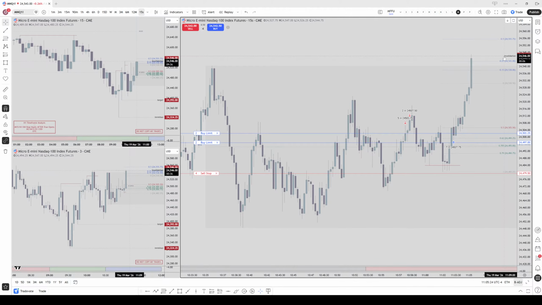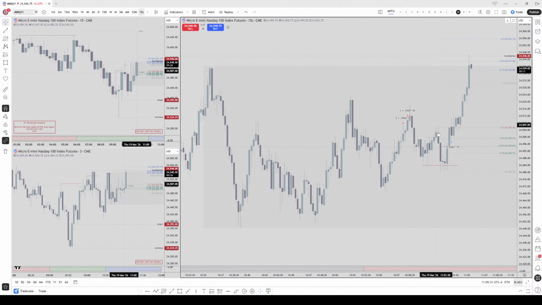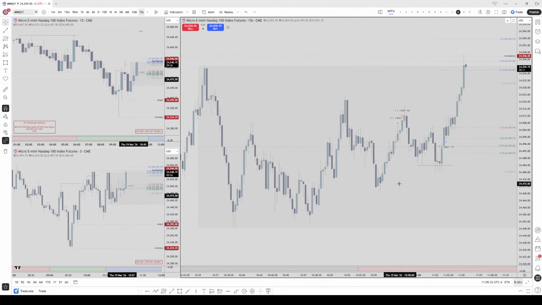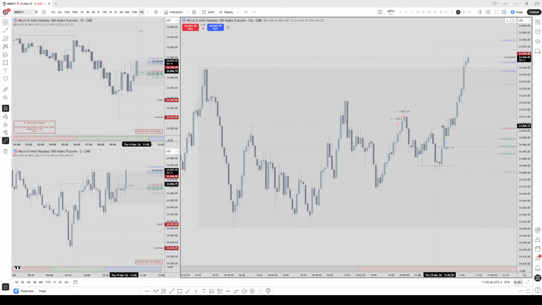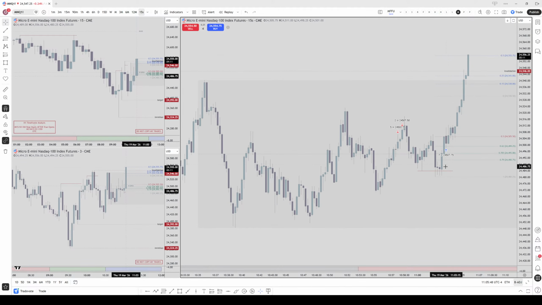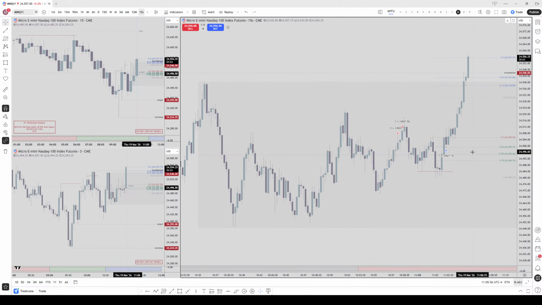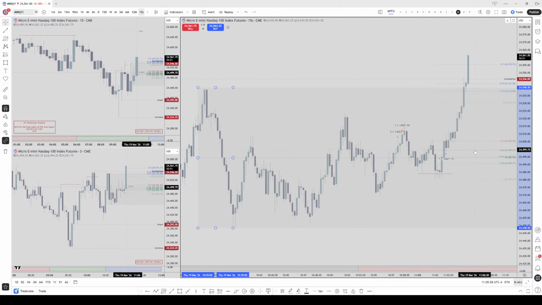Alright, invalidation. So the stop placement was correct. Either way, if I was to long this, I would have been stopped out right here. And if it was to go lower, I would be stopped out as well. So I encountered a micro seek and destroy profile right here before the move higher. Okay.